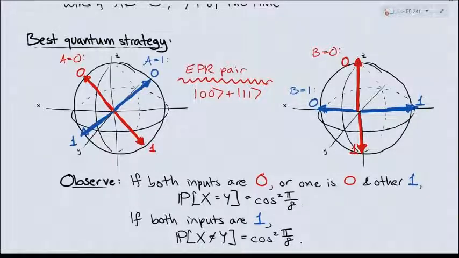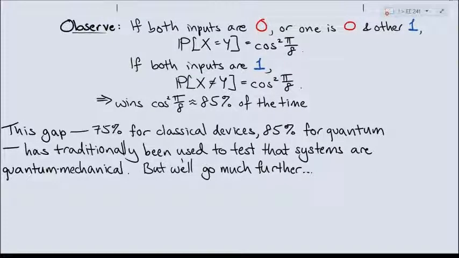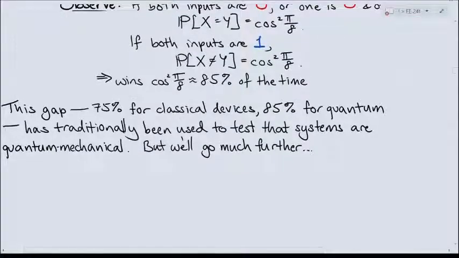And that's exactly the correlations that we'd like in this CHSH game. And so that's how quantum devices can win this game with probability cosine squared pi over 8, which is roughly 85%. It's 10% better than the best classical strategy. And so this lets us test that the system is quantum mechanical, but we want to go much further.